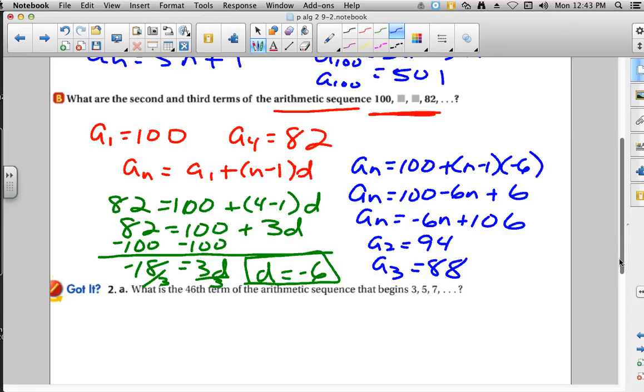Or you can use the formula. If you want to use the formula, you can put a 2 in here and get 94. If you want to put the 3 in there, get 88. Both ways, they're both available, just because we know the formula. That's what we want. So there are 2 very nice problems down here for you.